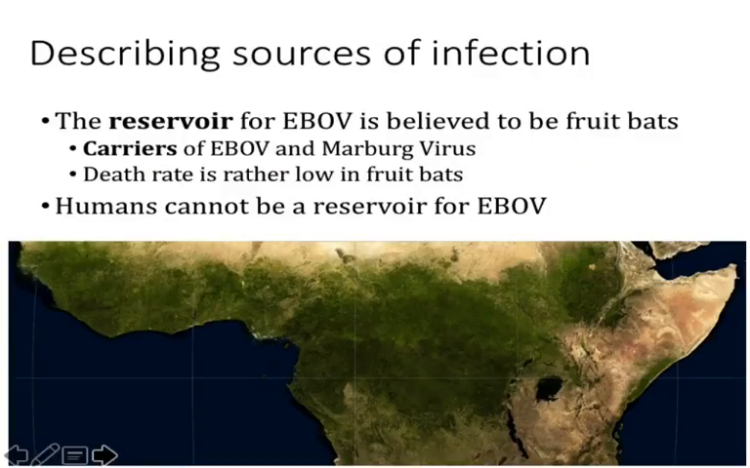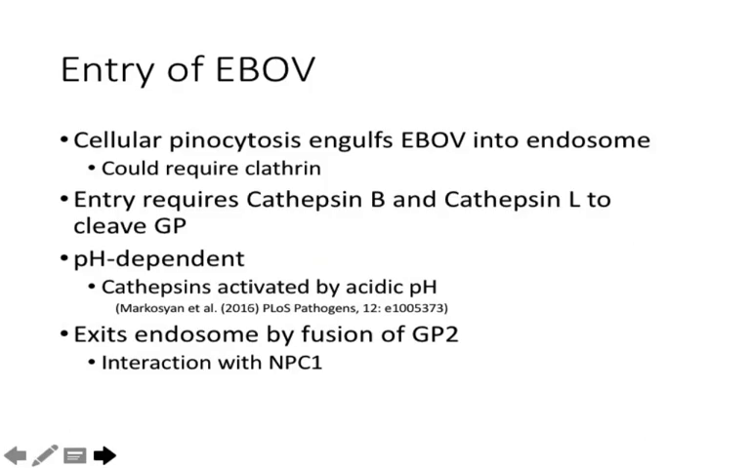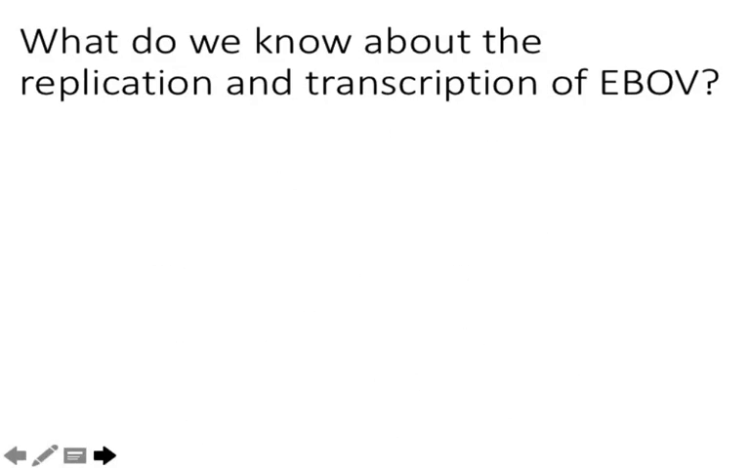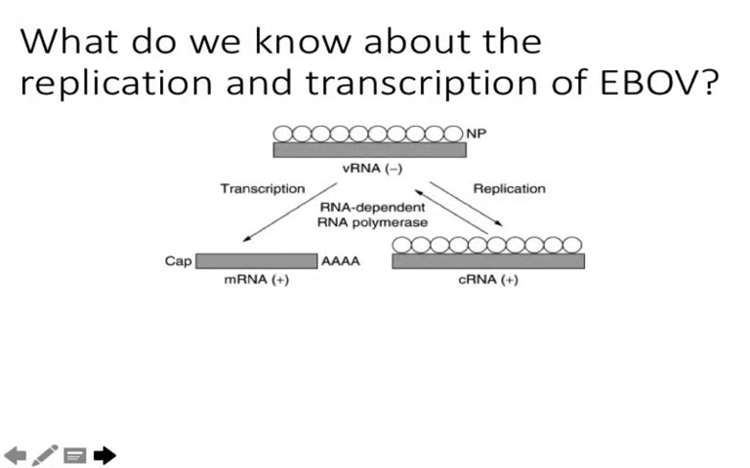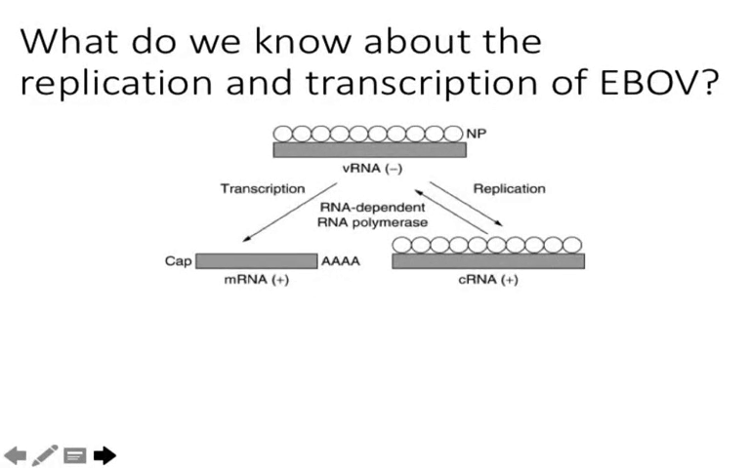So where did we leave off? What do we know about replication mechanisms? Right here, right? Yeah. So what do we know about replication and transcription of negative single-stranded RNA viruses? What are some key characteristics that have to take place?